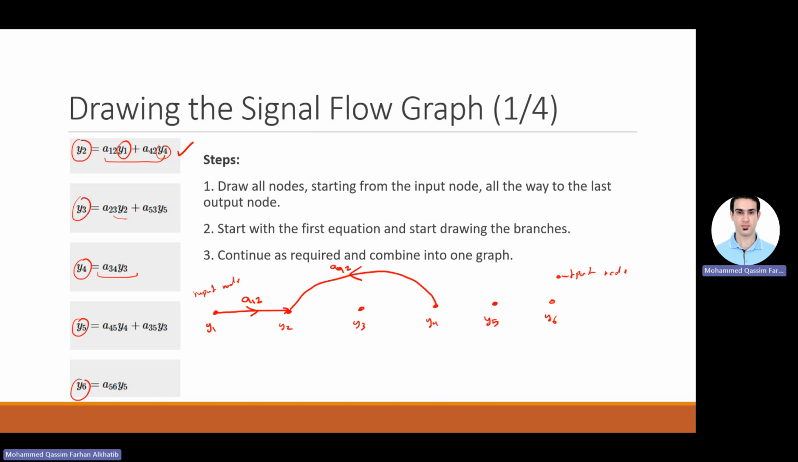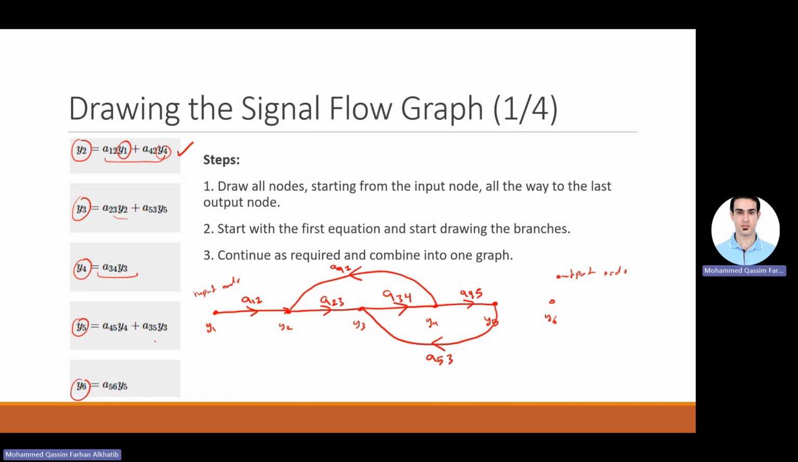Now, Y3 equal A23 Y2. So you have Y2 here. That's A23 plus Y5 to Y3. So like this. A53. Now Y4 equal A34 Y3. So that's Y4 here. A34. All right, now Y5 equal A45 Y4. So that's Y4 here. That's A45. It's just a step-by-step procedure.